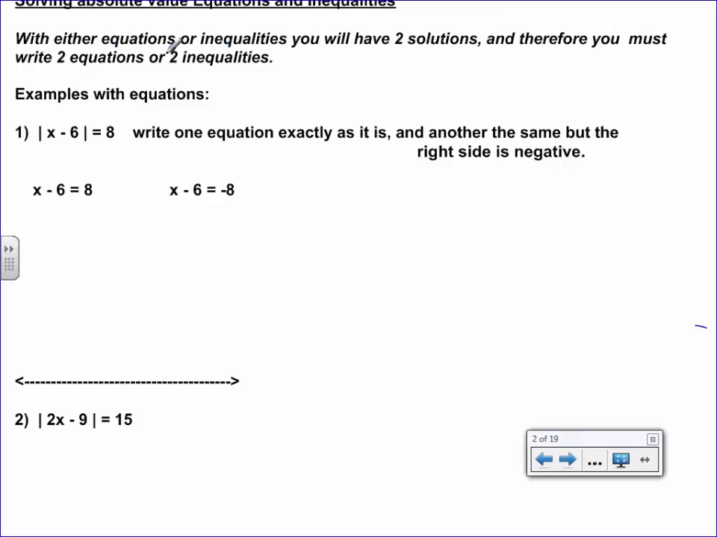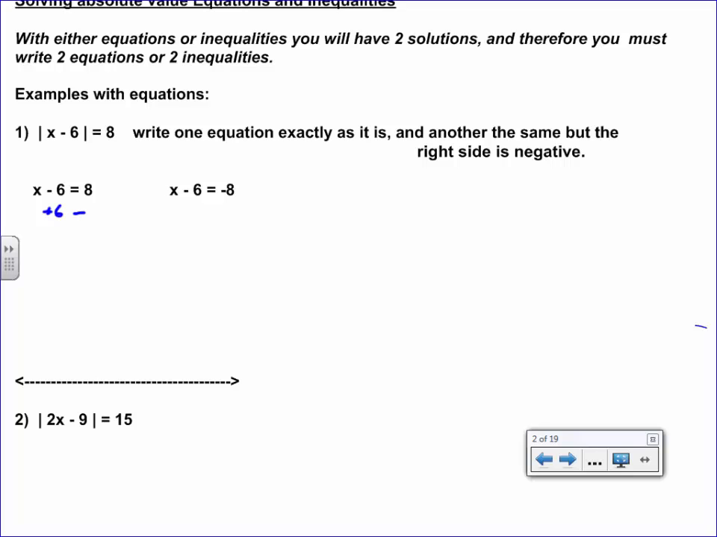Okay, an example with an equation. Absolute value of x minus 6 equals 8. Write one equation exactly as it is without the absolute value bars there. X minus 6 equals 8. And another one the same, but the right side is negative. X minus 6 equals negative 8. And then just solve each of these.